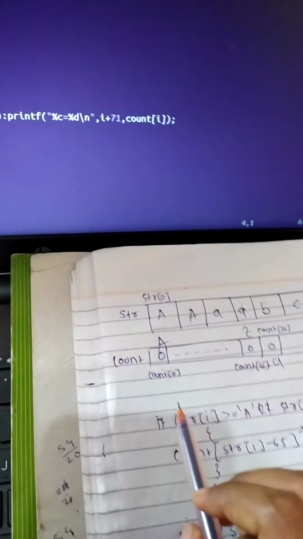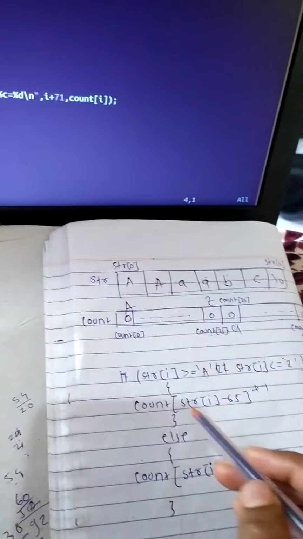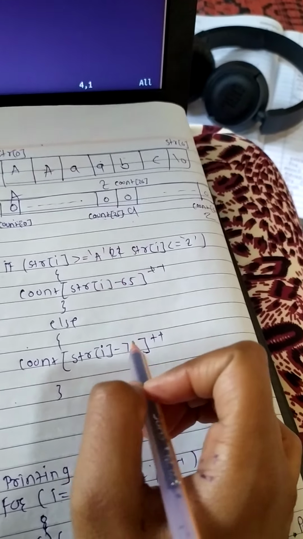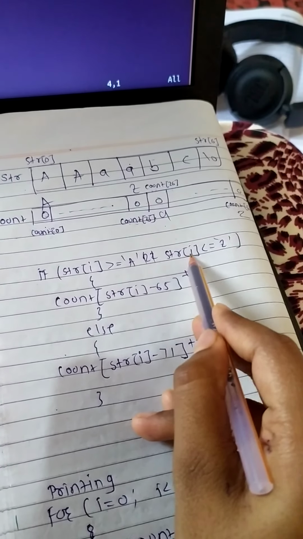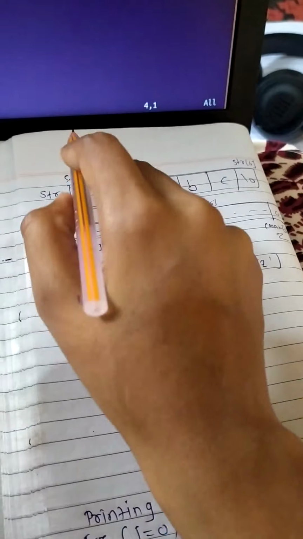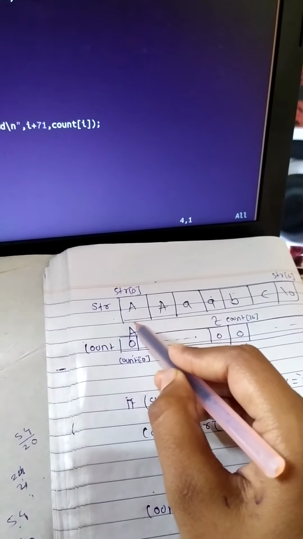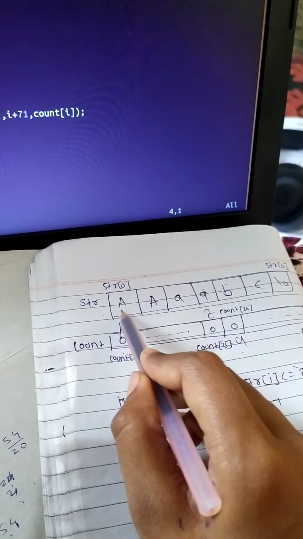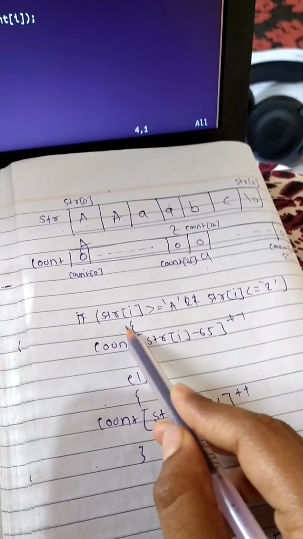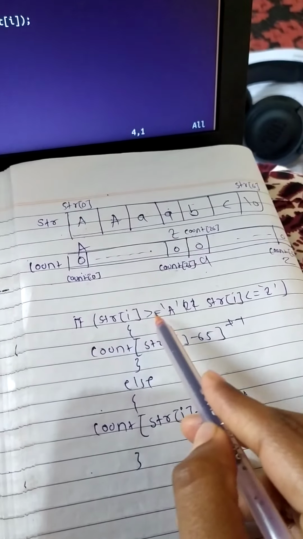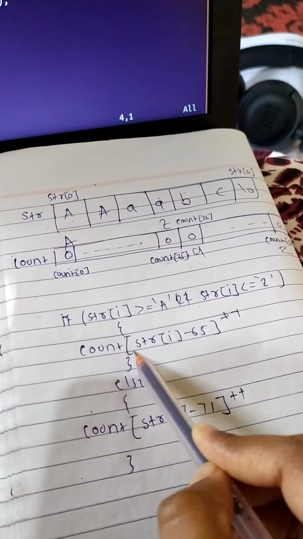So first we can see the condition here. I explain this code on the notebook. See, if str of i is greater than or equal to A and str of i is less than or equal to Z. Our index i starts from 0, so I keep i as 0. str of 0 contains the first character, what is it? Capital alphabet A. See, this condition is satisfied. str of i means A, A is greater than or equal to A, true, and A is less than or equal to Z, true. So we come into this statement.